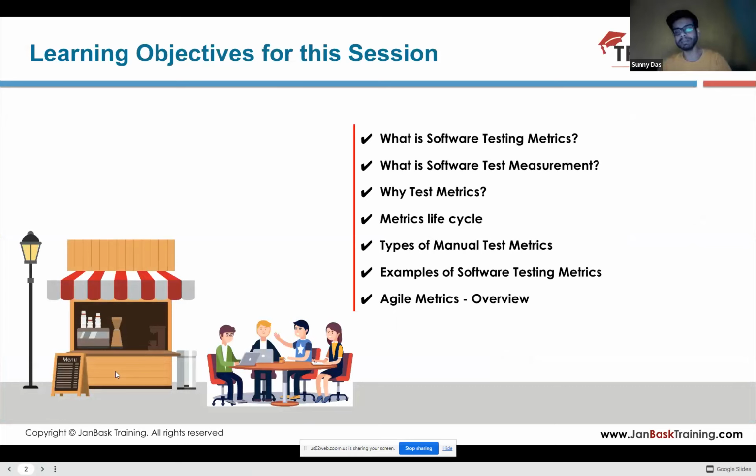Basically, these test metrics are prepared by either the project manager or the product manager. You do not need to prepare all these metrics, but it is important for you to know how these metrics are calculated and what the different test metrics are. While the test manager, the test lead, the project manager or the product manager will prepare this testing metrics, they are going to ask for the data.